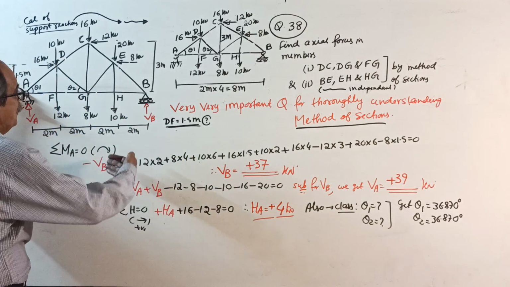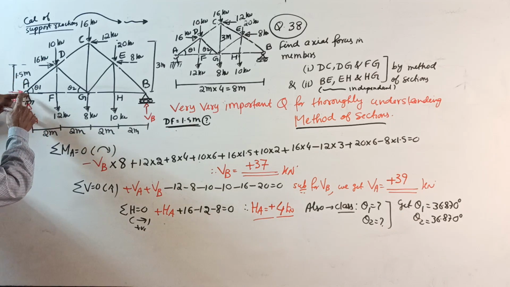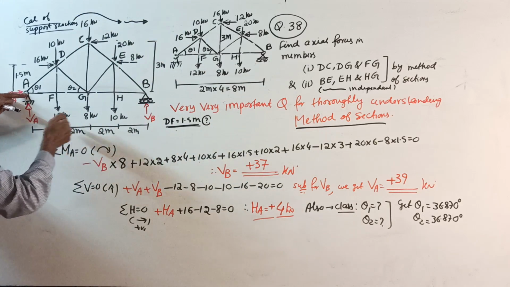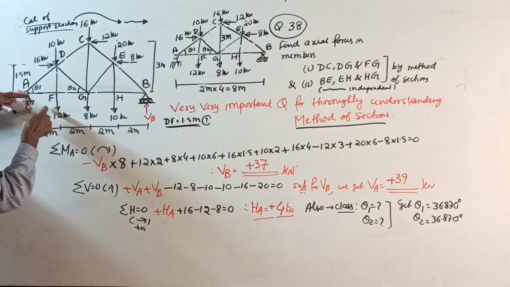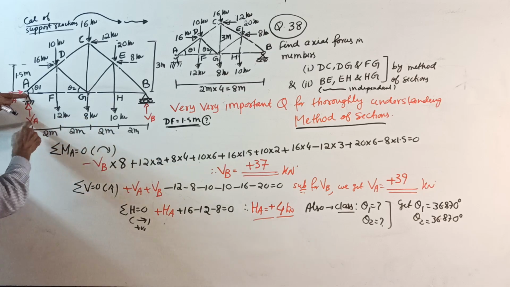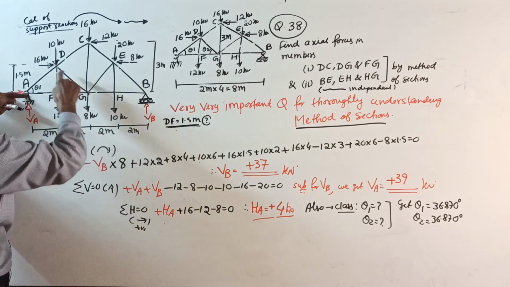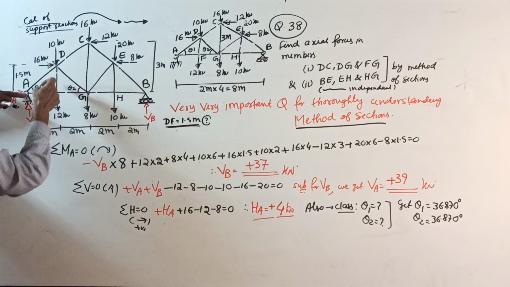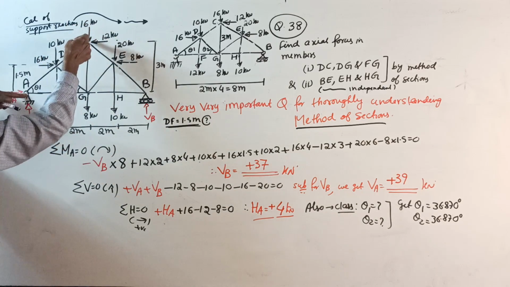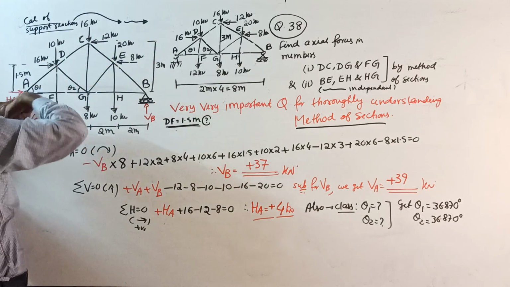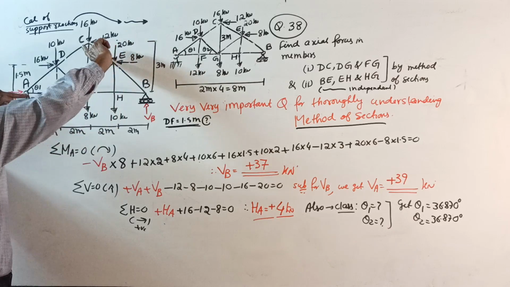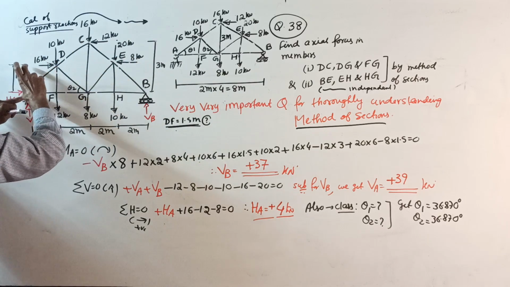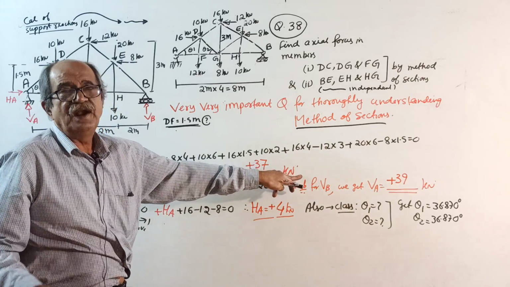So, see, the finger is at A. When the finger is at A, every distance should be from A. Anti-clockwise: minus VB into 8, then plus 12 into 2, plus 8 into 4, plus 10 into 6. Come here, plus 16 into 1.5, plus this 10 into 2, plus 16 into 4, minus 12 into 3, plus 20 into 6, minus 8 into 1.5 equal to 0. You get the value of VB.